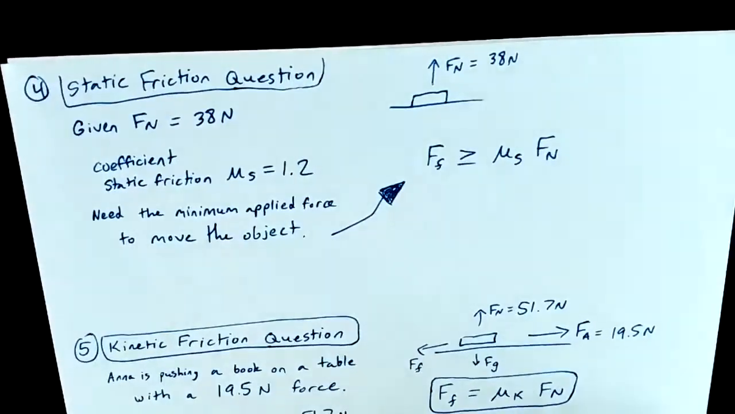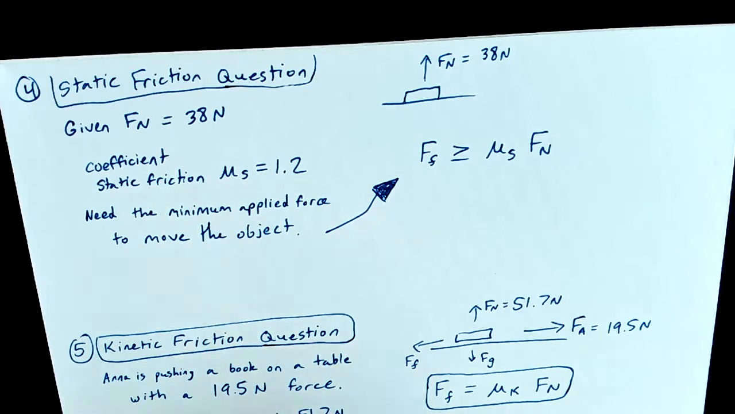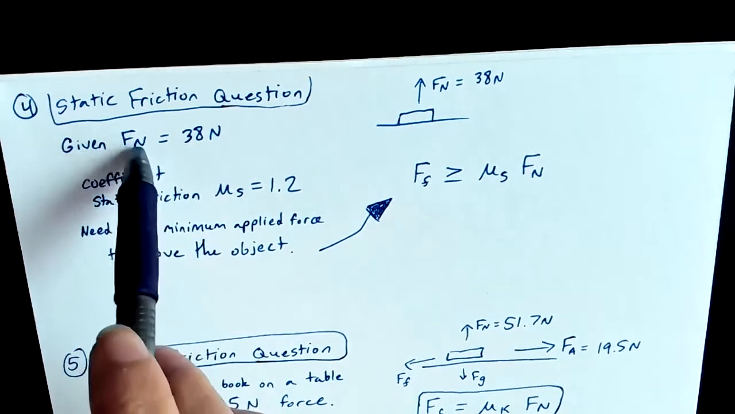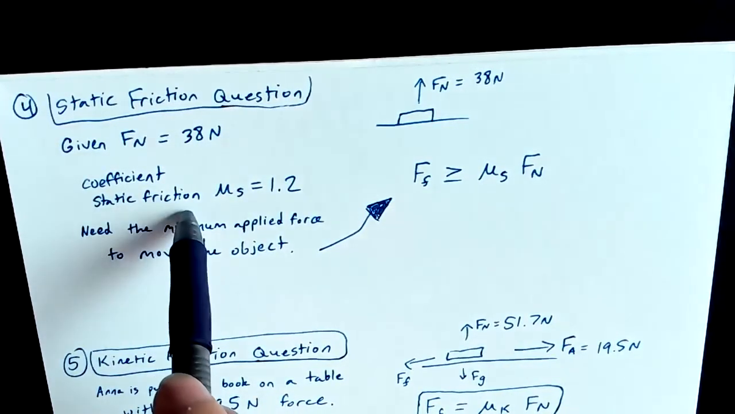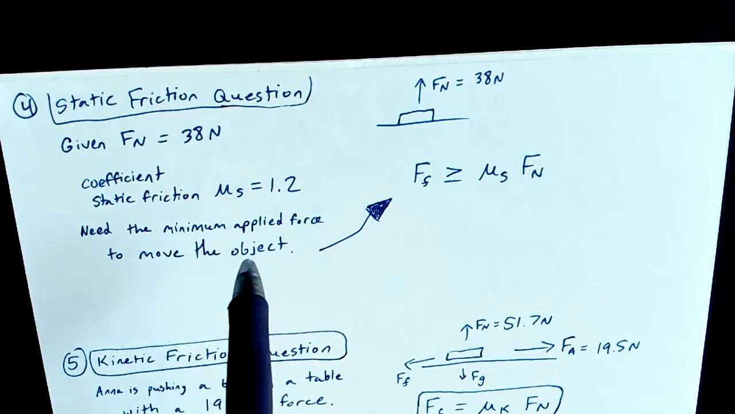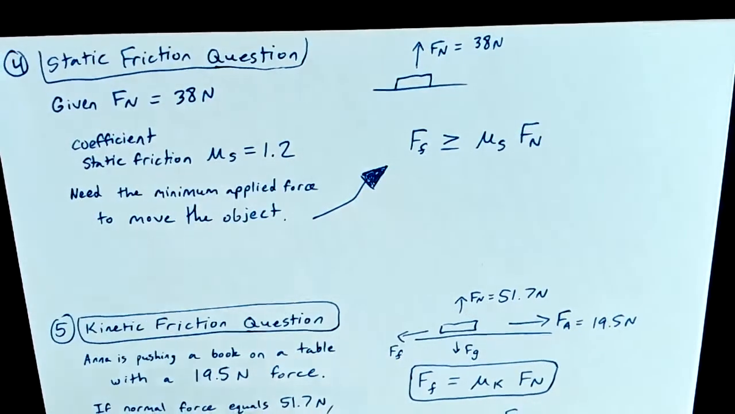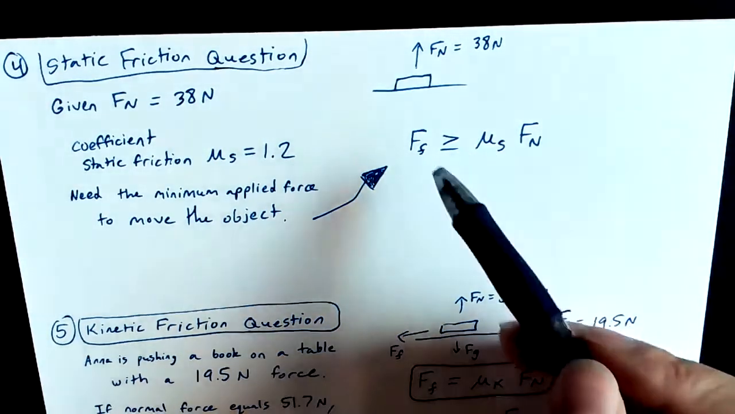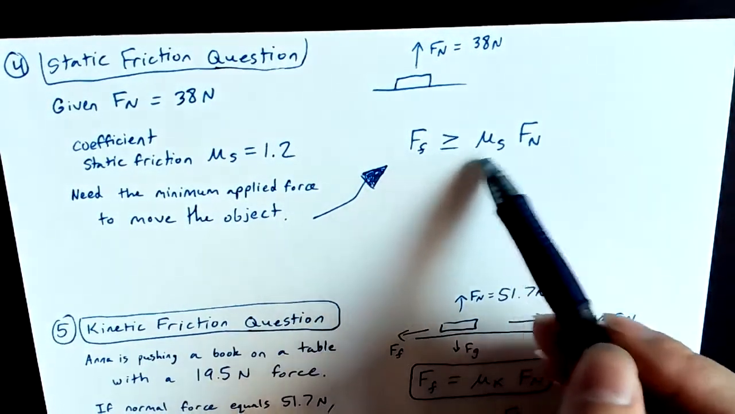So I may start to sound like a broken record, but this is to make sure you understand. This will come up in the unit tests, but just be familiar with these types of questions. They'll all have this similar format. So in this one, you're given the normal force and the coefficient, and you need to know the minimum applied force to move the object. So you may be thinking, well, Mr. Shrum, that sounds a little different than before. Well, actually, it's the same setup.